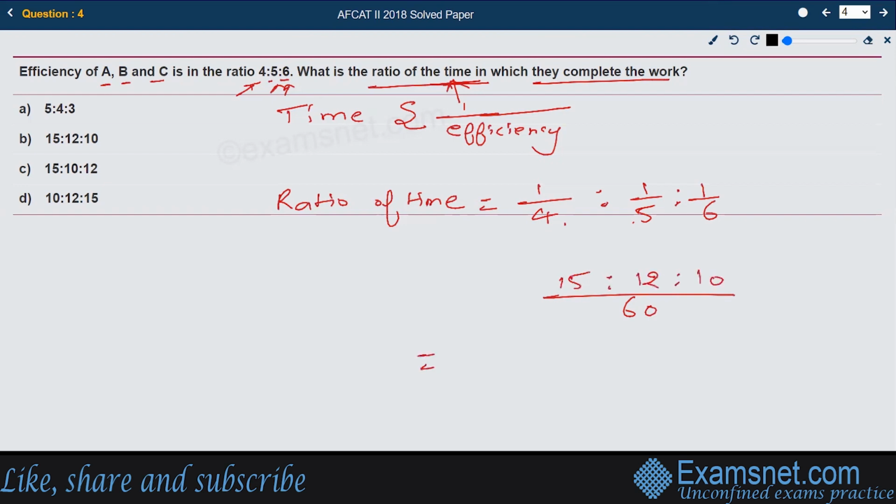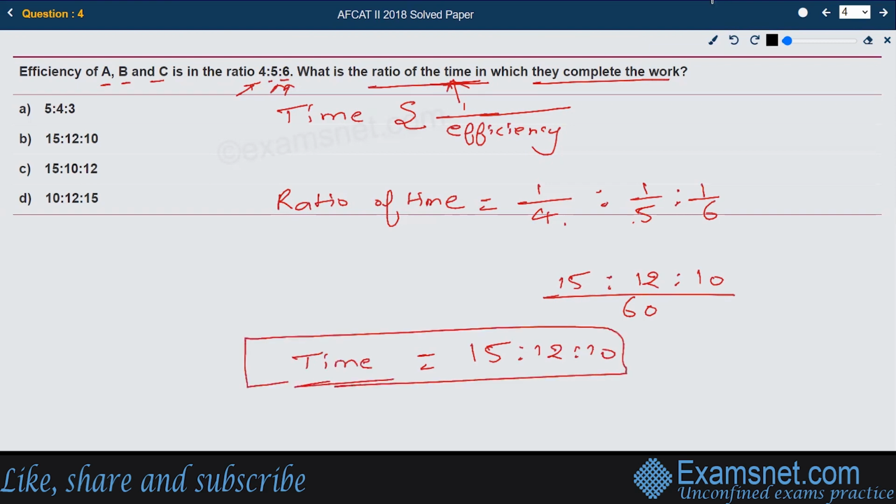So the ultimate ratio comes out to be 15 is to 12 is to 10, and that is the ratio of the time they require to complete the work. 15 is to 12 is to 10. So we go with option C. That is the right answer.